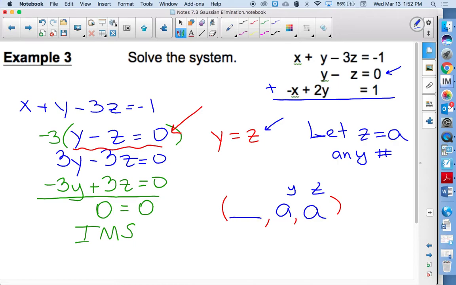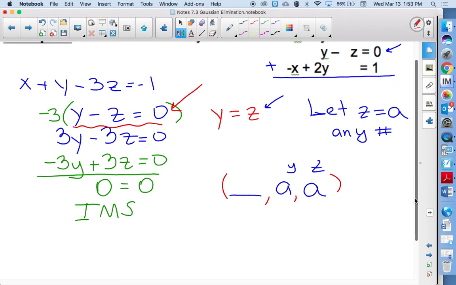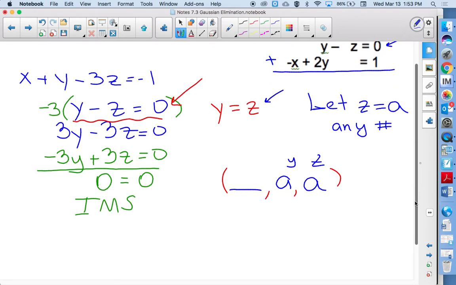How can I figure out what x is? Virginia? Would you plug a into one of the equations and then find x? Yeah, so go back to one of the equations that has an x in it. You can use the third equation, because it just has an x and a y. Or you could go back to the first equation as well. But the third equation has less in it. So my third equation says negative x plus 2 times y. Well, y is a, and then that's equal to 1.